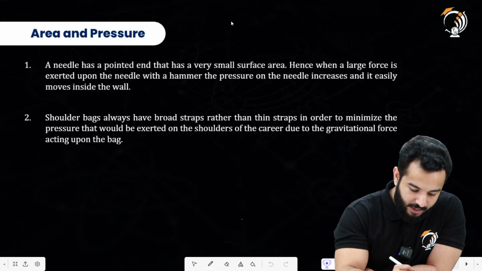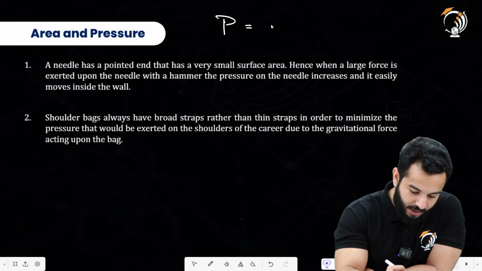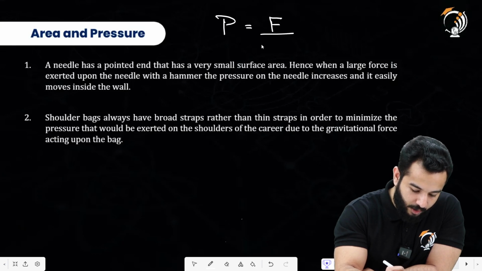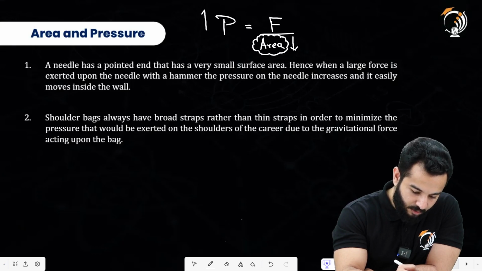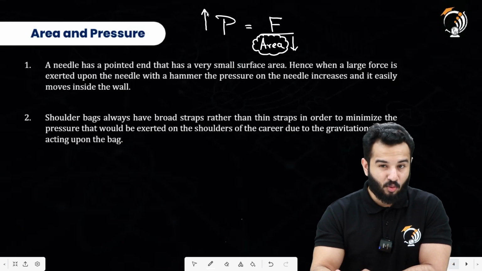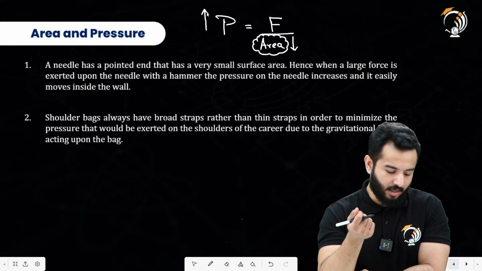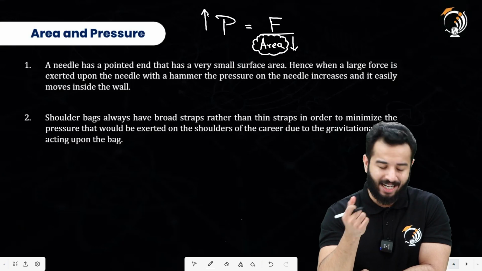What we are trying to say is that if you want to increase or decrease the pressure, then pressure is nothing but force divided by area. So if you decrease the area, this will result in a large amount of pressure, right? So that's what happens when we are talking about a needle or a nail.